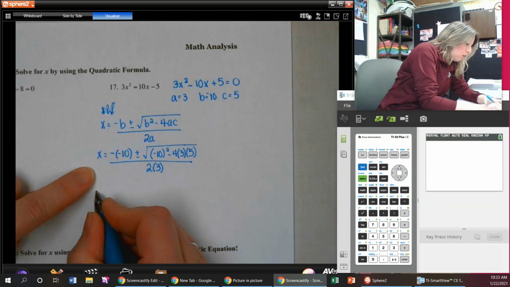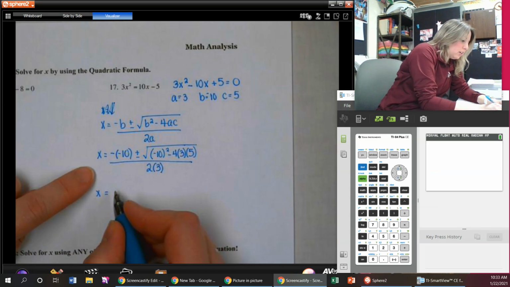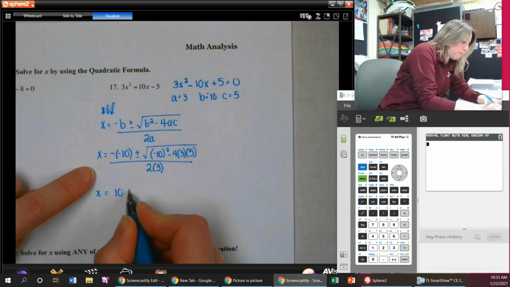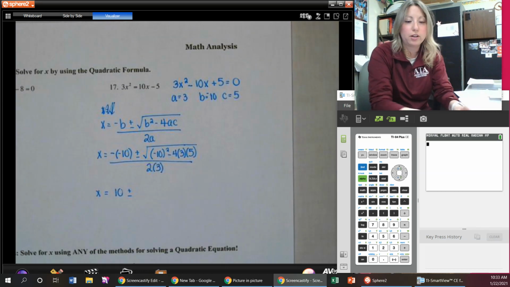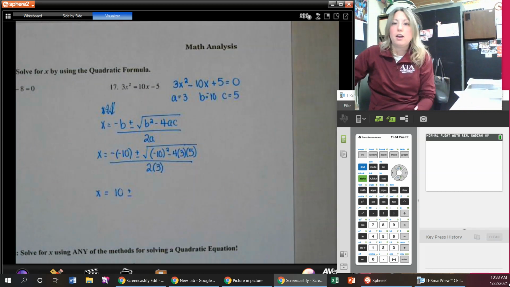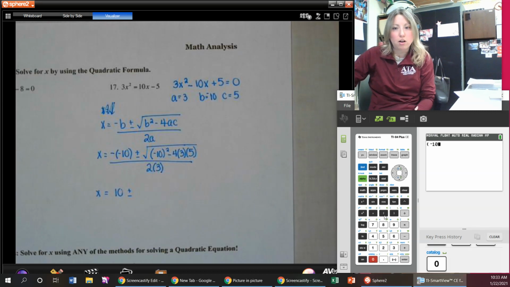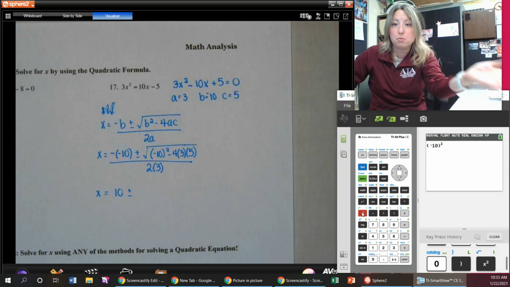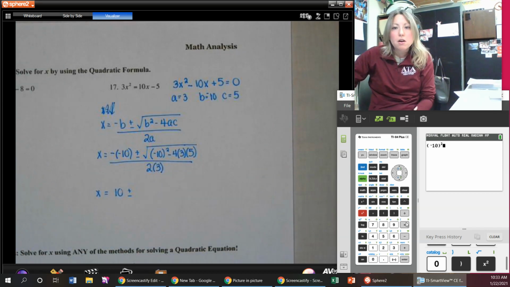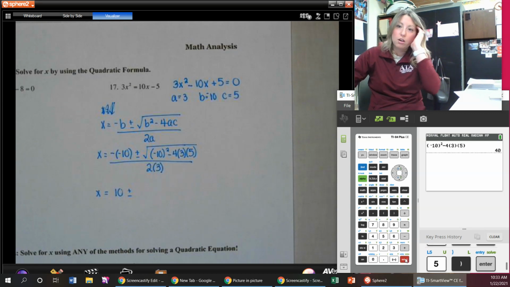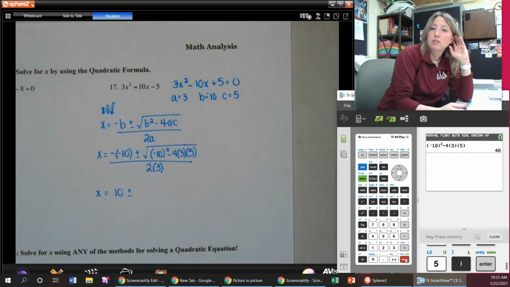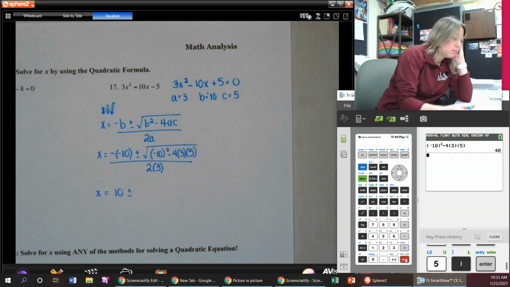Okay, so negative times negative is a positive, right? And then, oh yeah, that's right. I told you guys to come over to your graphing calculator here and plug in. So let's do that. It's the square of negative 10. So I know this is going to be a positive in front, right? Minus 4 times 3 times 5. So we're multiplying all this together and we get 40. Okay, oh, that makes sense. It's 100 minus 60. Yep.